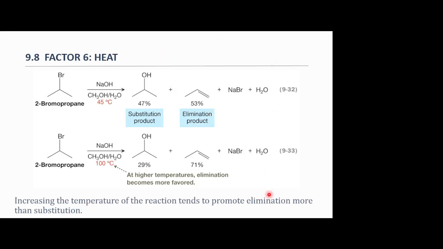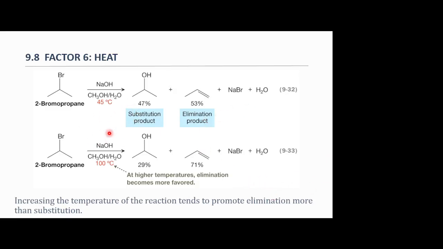Okay, so let's talk about heat, because that's where every conversation always ends up. I'm realistic about chemistry. All right, so increasing the temperature of a reaction tends to promote elimination more than substitution. So you can actually start favoring your elimination products if you allow the heat to go up. If you lower the heat, you can start favoring the SN2 products instead. Your eliminations are going to be favored when you increase heat.